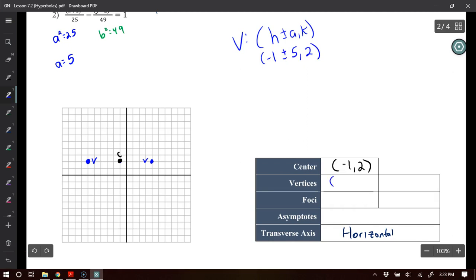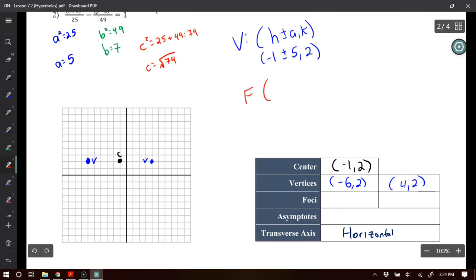So let's hope I'm right. I have -6 comma 2. That looks like it's this point right here. Good job. Then I have 4 comma 2. And that looks like it's that point right there. So look at that. Use the formulas, or I can count using the definition of a. b squared is 49, so b is 7. In this case, for hyperbolas, c squared equals a squared plus b squared. So c squared equals 74, so c is the square root of 74.